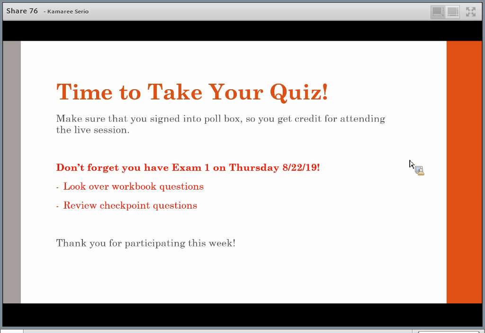No capitals. Okay. So you do have an exam this Thursday, the 22nd. I would suggest looking over workbook questions and reviewing checkpoint questions. Okay, a lot of the questions that you're going to see on your first exam are very similar to the ones that you were asked to solve in workbooks and in checkpoints. Okay, so don't forget that you have that exam on Thursday.